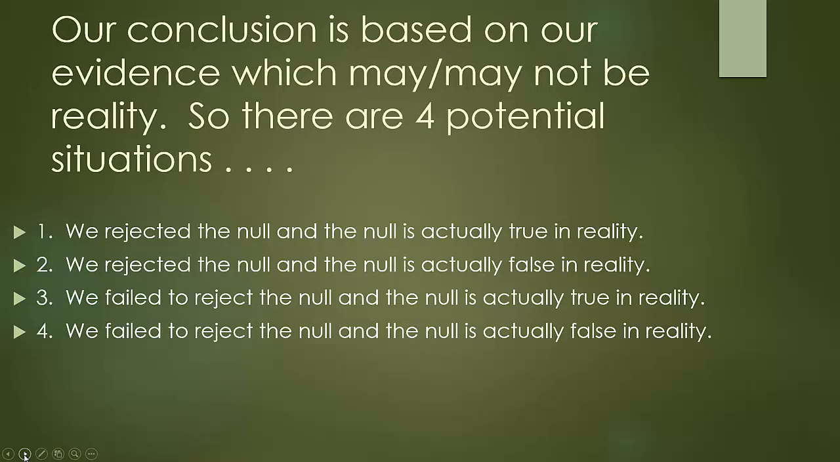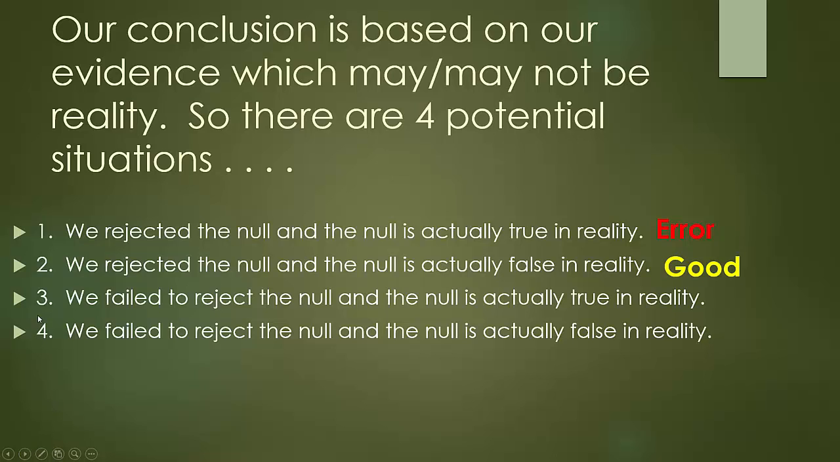So the first statement, we rejected the null. That means we think the null is not true. We rejected that information when the null is actually true. So that first scenario would be an error. Our second one, we rejected the null, so we think it's false, and the null is false, so that time we got it right, so that would be good.